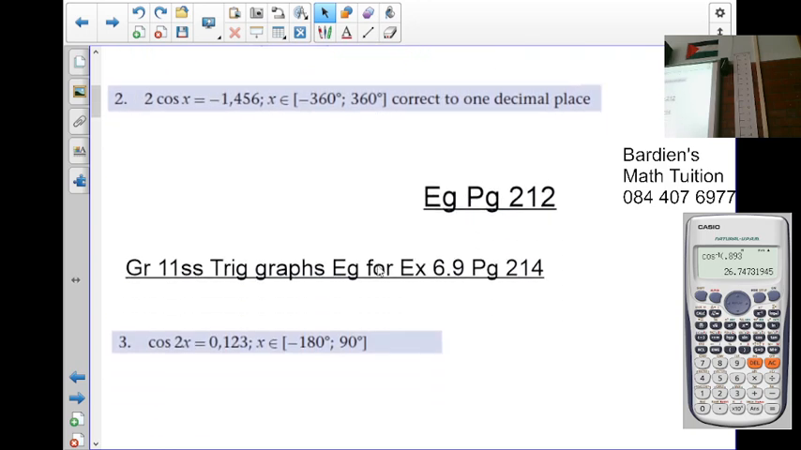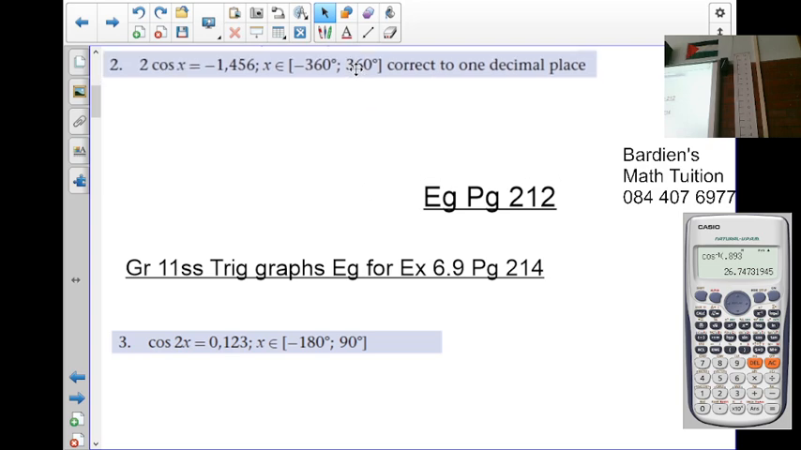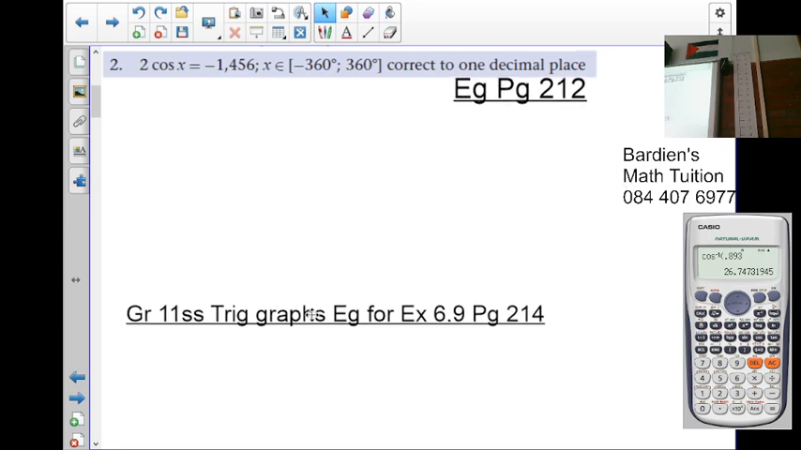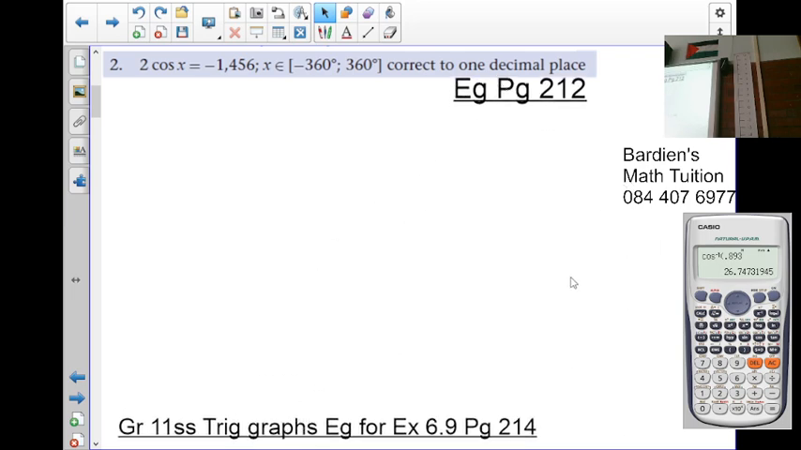Let's go to the next question. Number 2. We are told 2 cos x equals negative 1.456, where x is an element of negative 360 to 360. Correct to one decimal place. Again, we need to start with our general solution. Okay. So what's the first thing? We need to get cos x on its own. How do I get cos x on its own? Dividing by 2 on both sides.